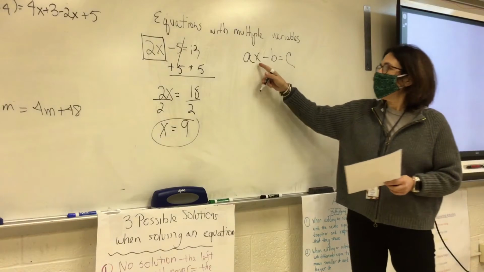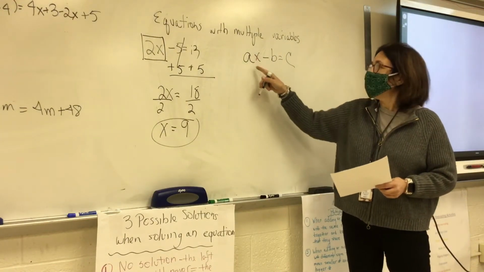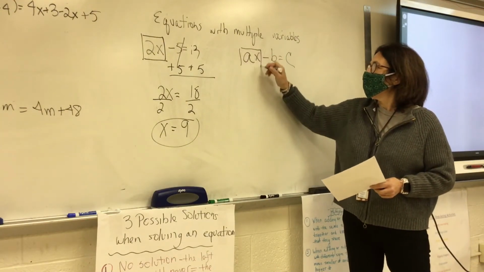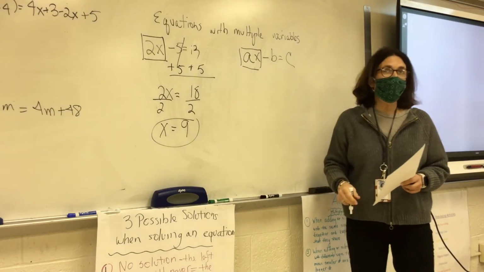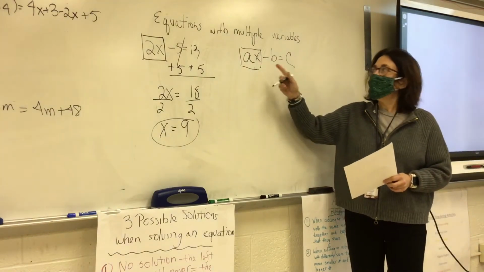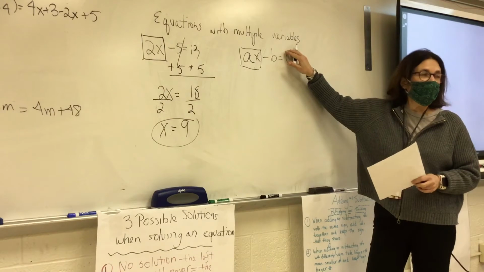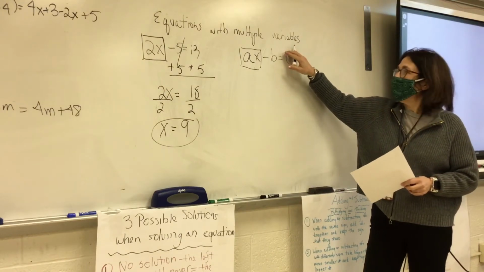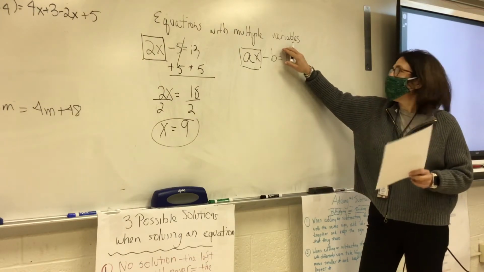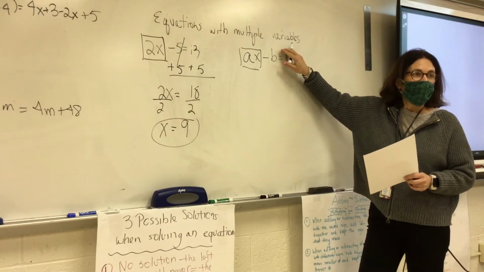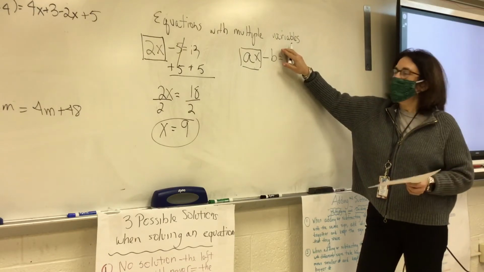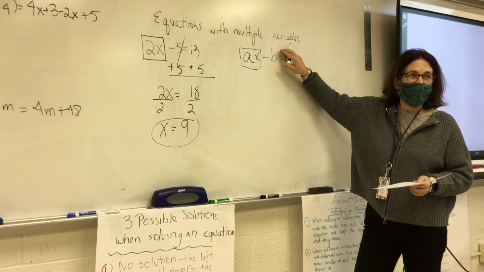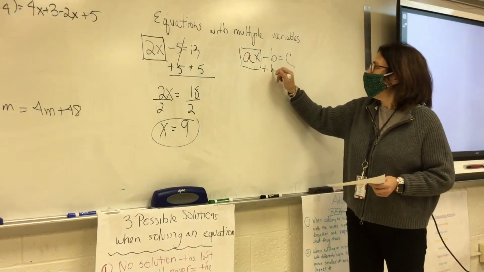So I am going to put a frame around the term that has x in it. That has been nailed to the wall. What is on the same side of the equal sign with the frame, but not in the frame? Negative b, very good. Haley, what is the opposite of a negative b? Right, so I'm gonna add b to both sides.